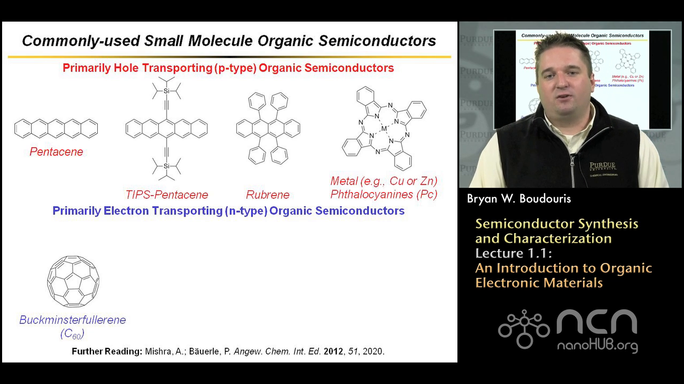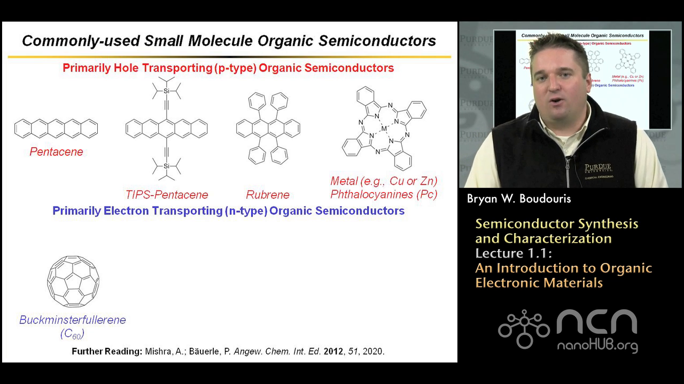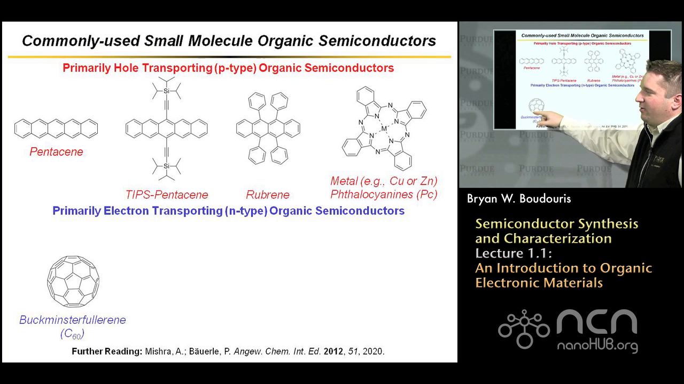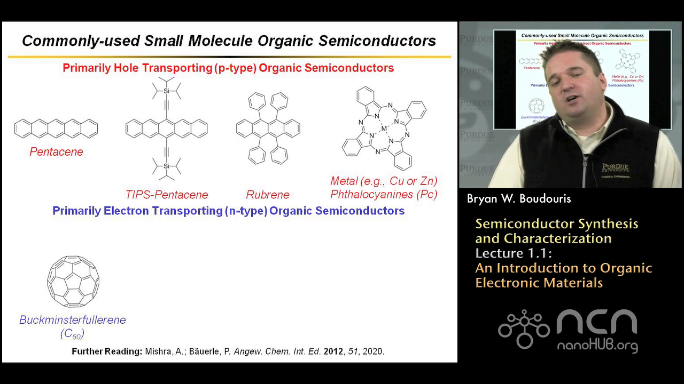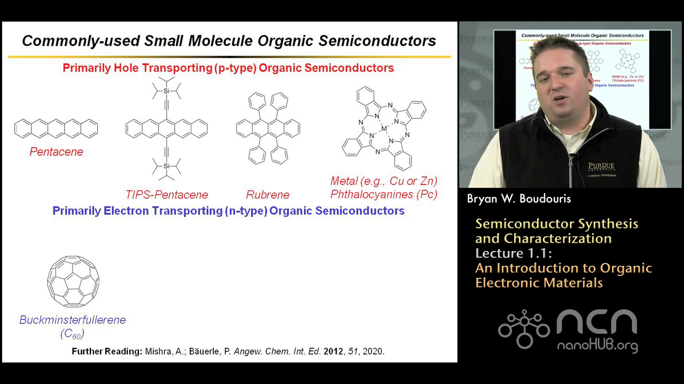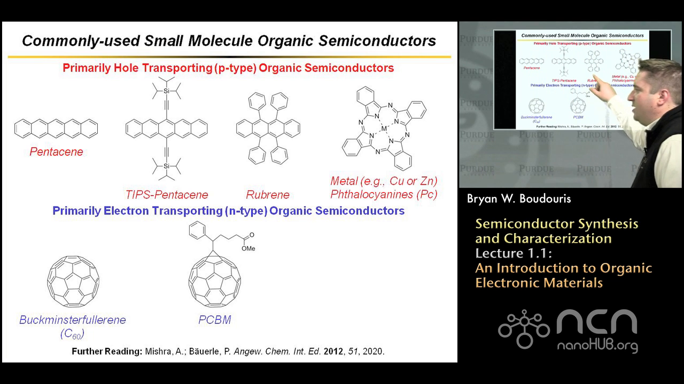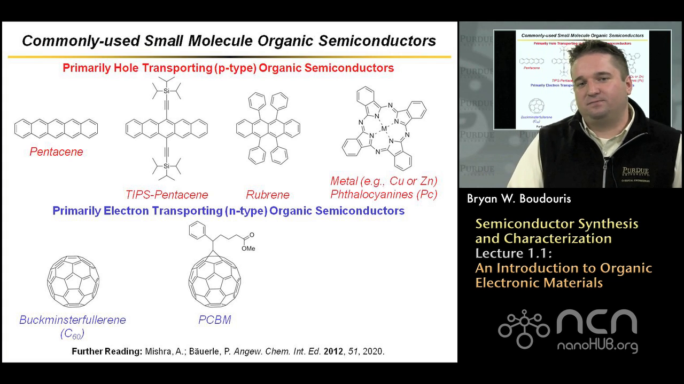Okay? So we have the P-type materials and we also have N-type organic semiconductors. The most common N-type organic semiconductor is Buckminster fullerene or C60 or a buckyball. Okay? And this is just 60 carbons all hooked together in a spherical structure that have alternating single and double carbon-carbon bonds. Okay? Just like TIPS pentacene, we can make C60 soluble by adding a solubilizing group. And when we do that, we get a molecule that we call PCBM.